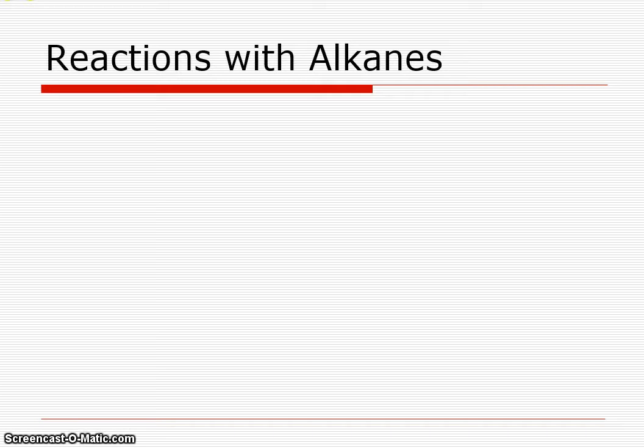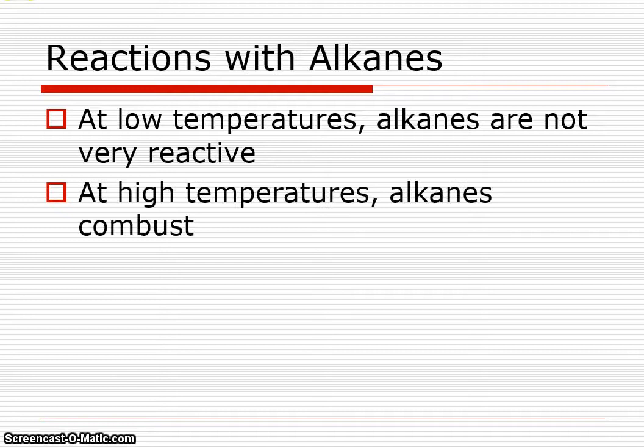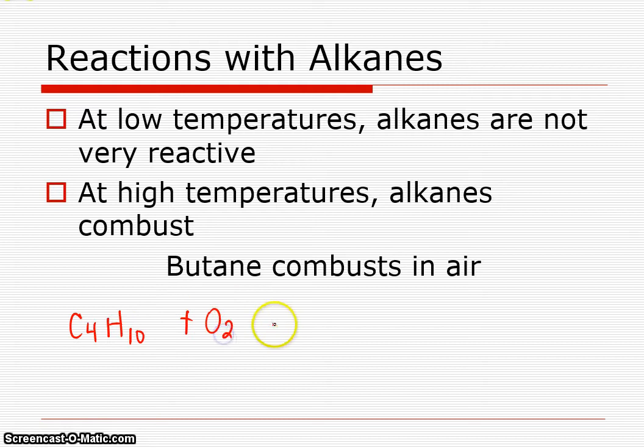And now we're going to look at some reactions with alkanes. At very low temperatures, alkanes are not very reactive. At high temperatures, alkanes combust, and we've already done combustion reactions with hydrocarbons. So butane combusts in air. Butane is 4 carbons, and so it's C4, and then 2 times 4 plus 2 is 10, H10. We know combustion is always plus O2, and we know our products, CO2 plus H2O.